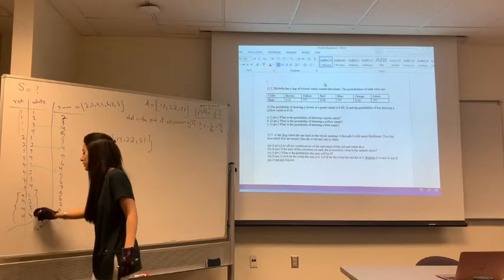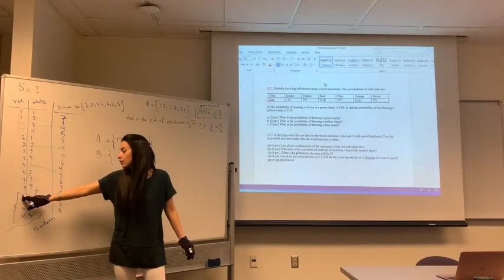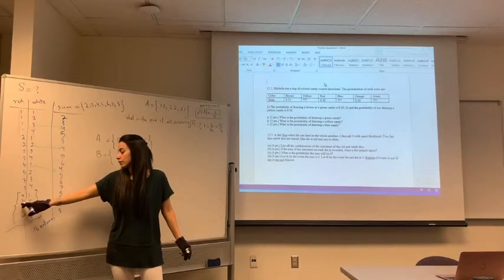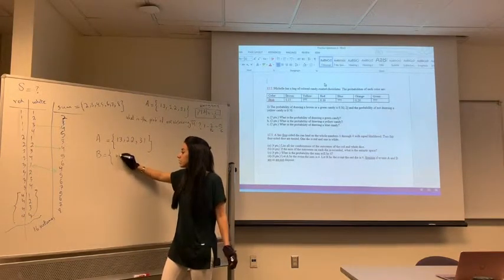B is the event that the red die is 4, meaning the first die is showing 4. All these outcomes, correct? The first die is 4, second one is 1. 4, 2, 4, 3, 4, 4. So we will write this.